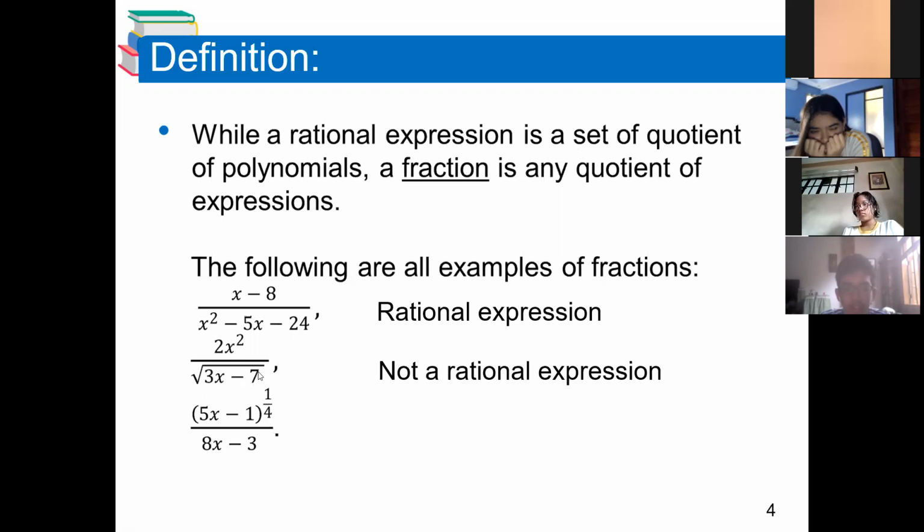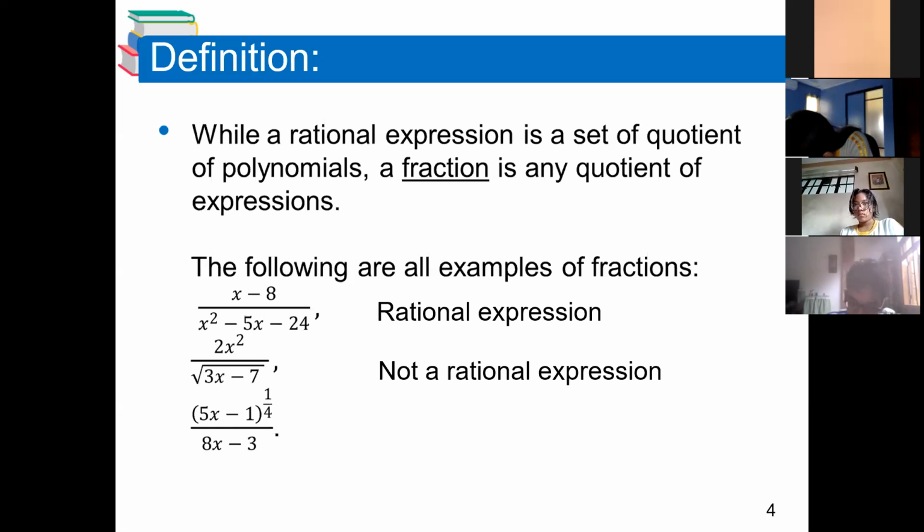This is not a polynomial. The denominator is not a polynomial. That is why this is not a rational expression. The numerator is a polynomial, yes. But the denominator makes this expression not a rational expression because your denominator is not a polynomial. Your denominator is a radical expression because of the presence of the square root or the radical sign, making the whole expression a radical expression.